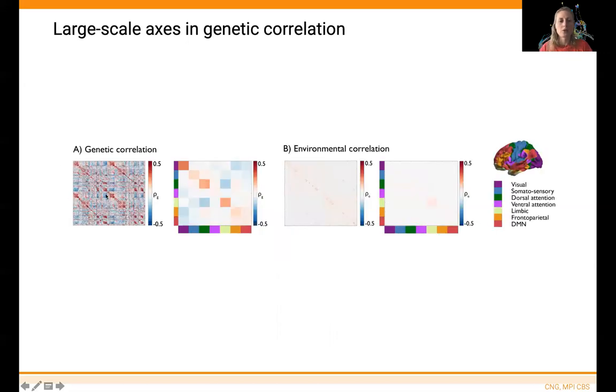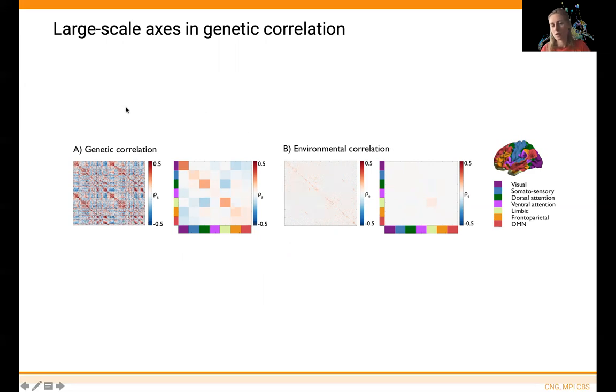So moving forward, I also looked at how it aligned with functional communities, and what you see is there's a high genetic correlation within a functional community, but not so strong across functional communities, and a very weak but kind of similar pattern was observed in environmental correlation.